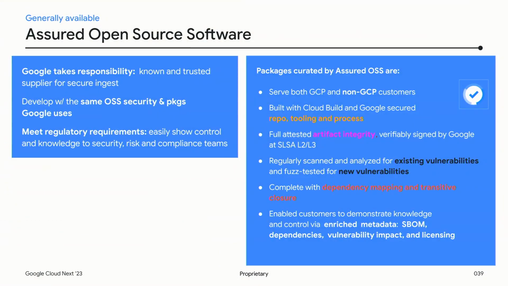In addition, as we talked about, it's not just the primary, it's the dependencies and the transitive dependencies. So included in our software composition analysis for open source is dependency mapping and, in many cases, transitive closure of the build.